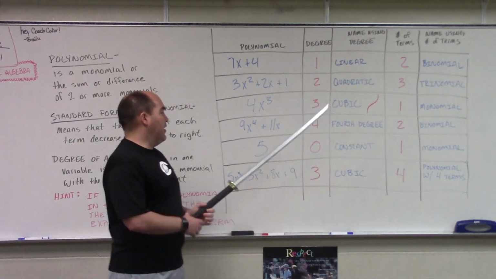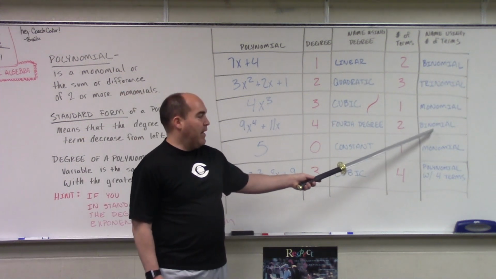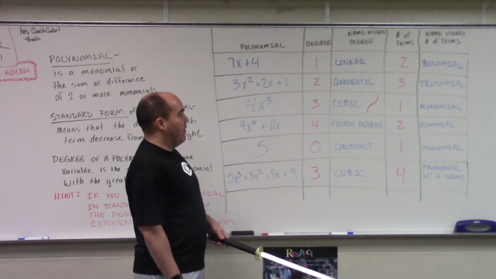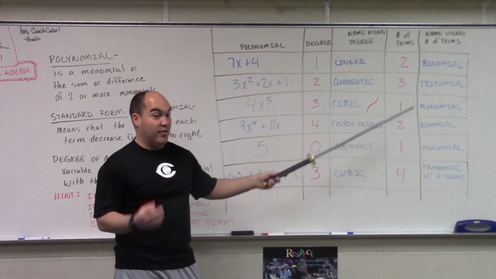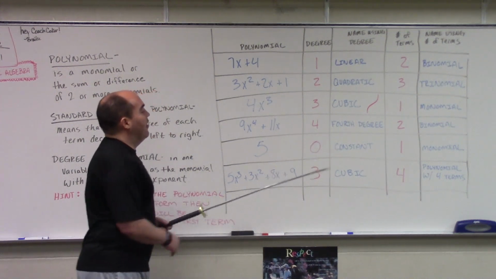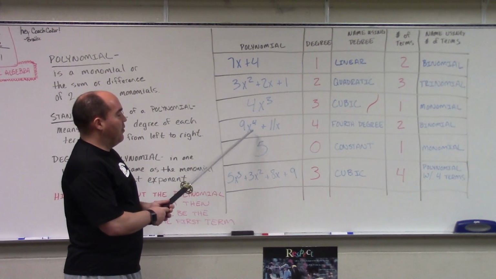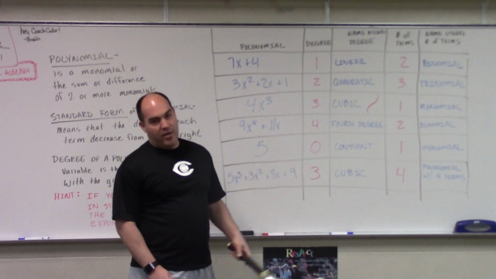So 4th degree, 5th degree, 6th degree, 100th degree, 20th degree, whatever. And we count the number of terms. There's only 2 terms here, so it is a binomial. Once again, just like a bicycle, 3 terms, like we talked about up here, it would be trinomial, like a tricycle. It's got 3 wheels. So, anyhow, this example here, 9x to the 4th plus 11x, would be a 4th degree binomial.